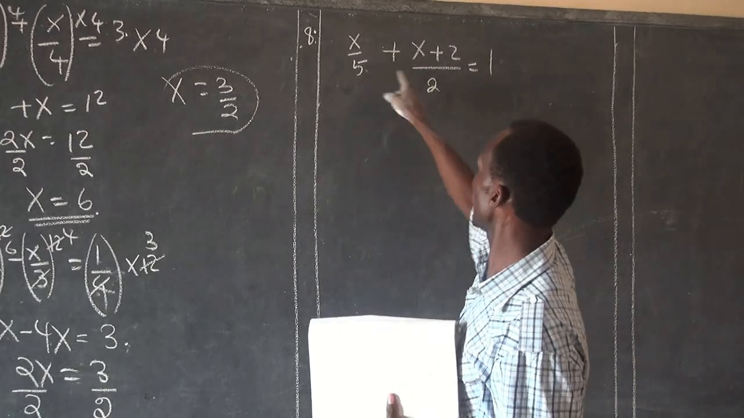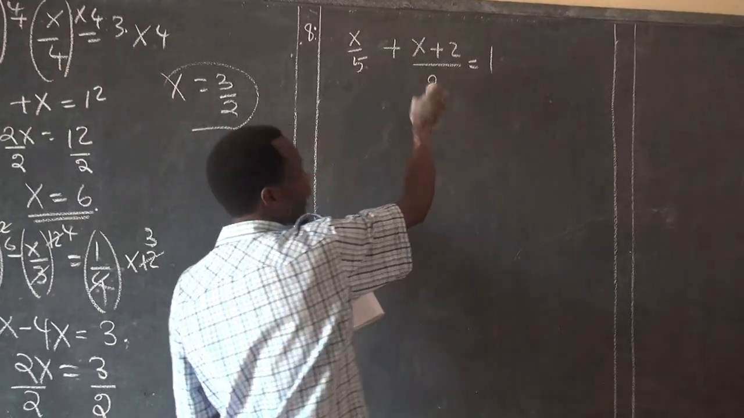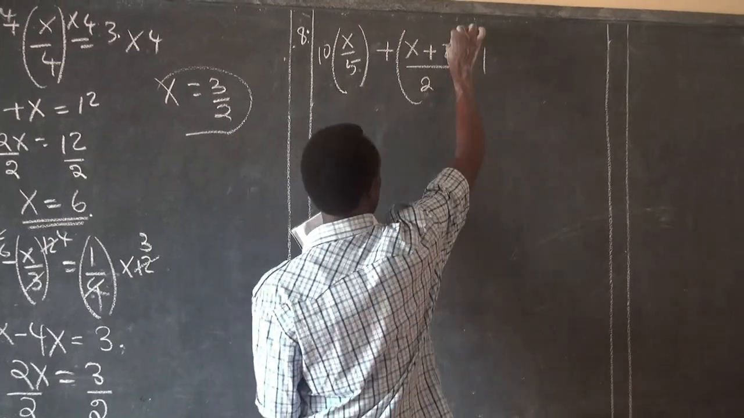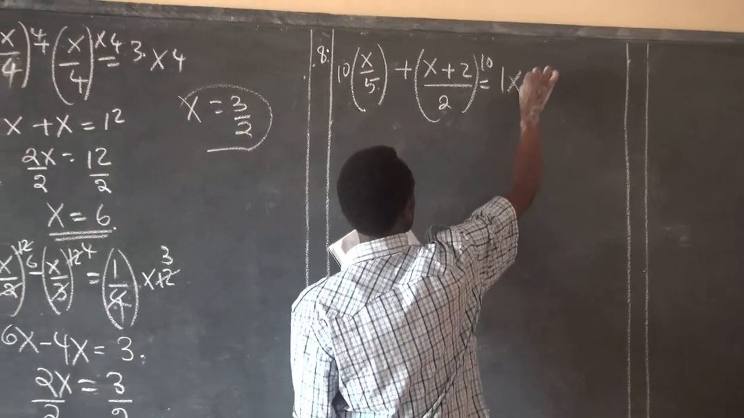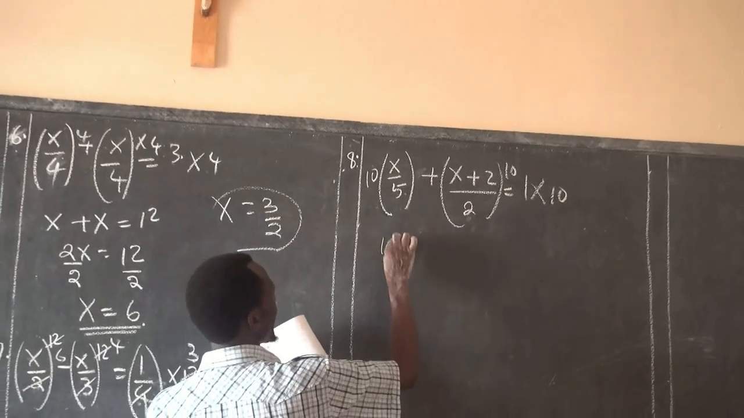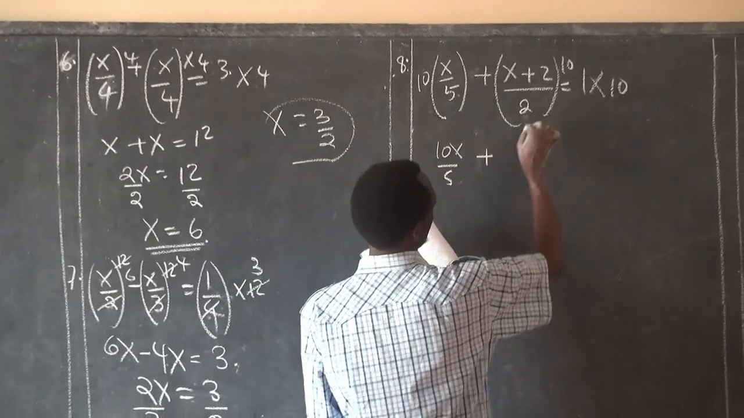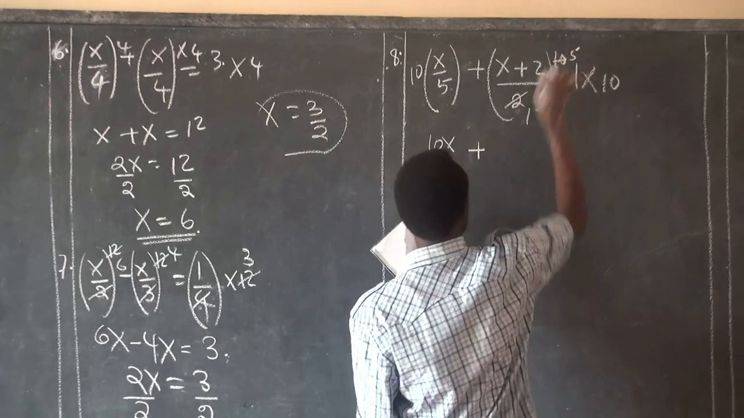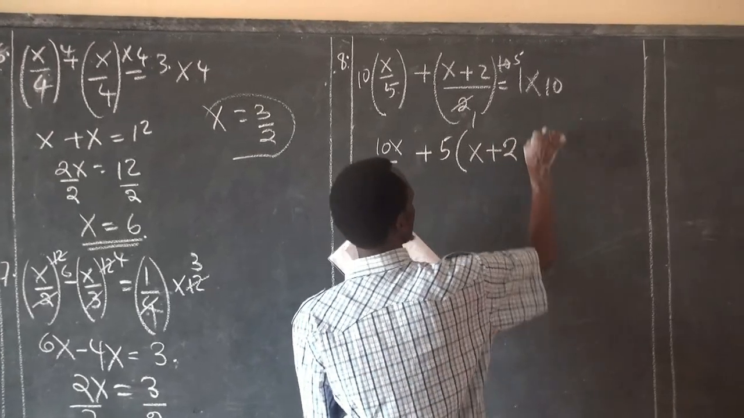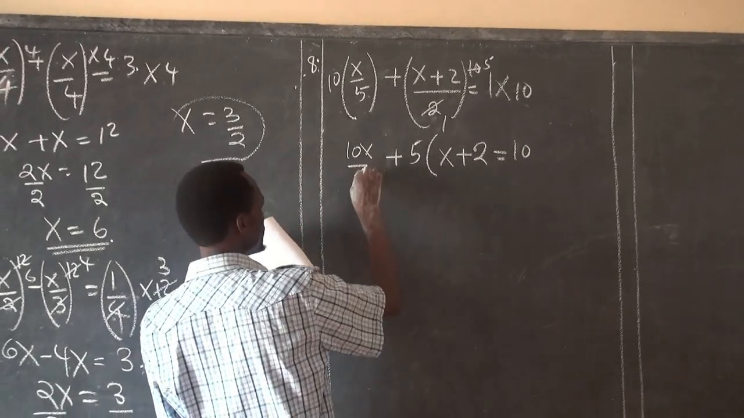The LCM of 5 and 2 is 10. You multiply here by 10, here by 10, and here by 10. Now it is 10x over 5. Now plus, you can simplify this one: 5 in bracket x plus 2 is equal to 1 times 10, which is equal to 10. Now let us simplify here.